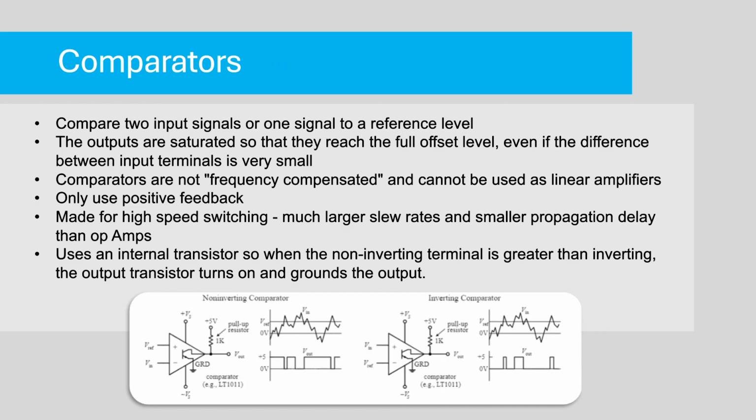Comparators are not frequency compensated, and so they can't be used as linear amplifiers. Basically, they react pretty much instantaneously. You can see in some of these graphs, as soon as we hit that reference line and it peaks, that's when we get a change in the output. So it's not frequency regulated. It's basically just responding instantaneously to things. And comparators also only use positive feedback.